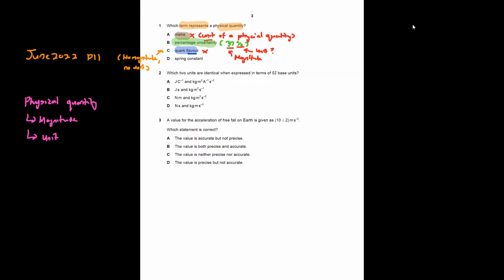Now, if you look at the last one for your question, you have spring constant. Now, spring constant could be something like 10 Newton per meter. Okay, this is spring constant, right? So notice that this one clearly has a unit, and it also, sorry, this one is not unit. 10 is actually your magnitude. This one clearly has magnitude, and it also clearly has unit.